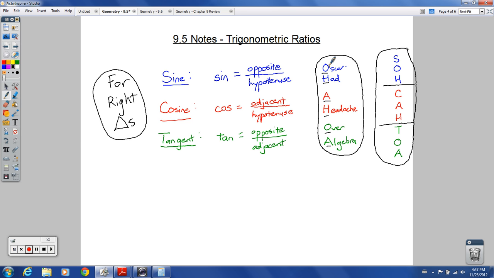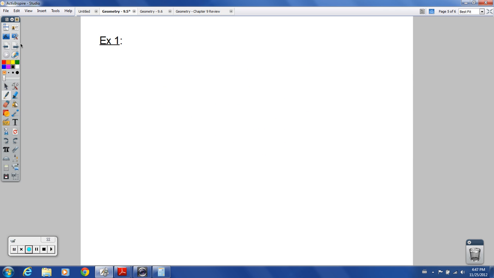If you're going to use this way, you just have to remember that it's sine, cosine, tangent is the order for these things. If you remember SOHCAHTOA, that's built into the little phrase there, the word there. So let's see how these are utilized. So let's go to some examples and get right into it.